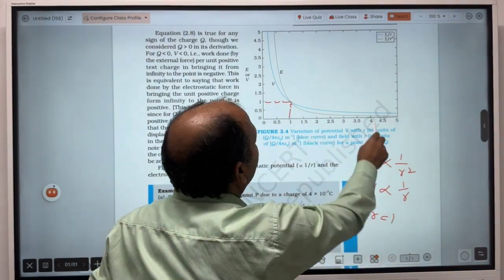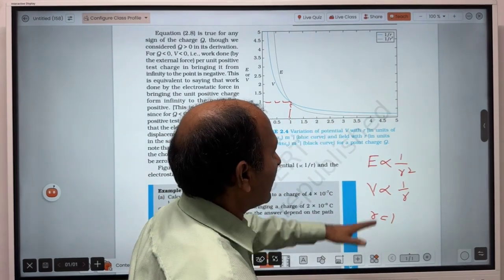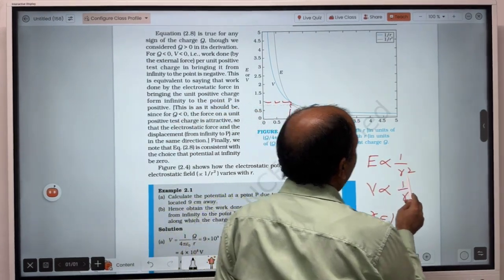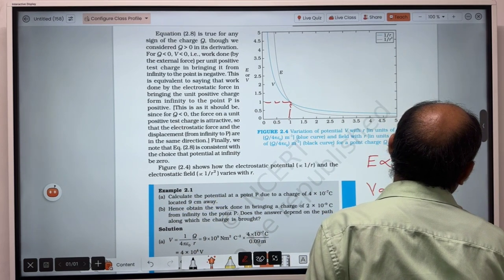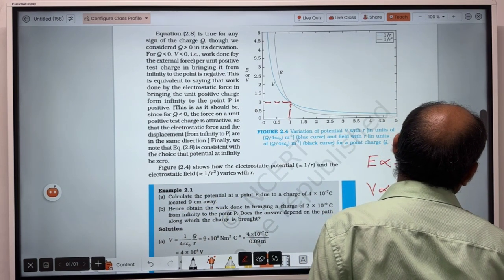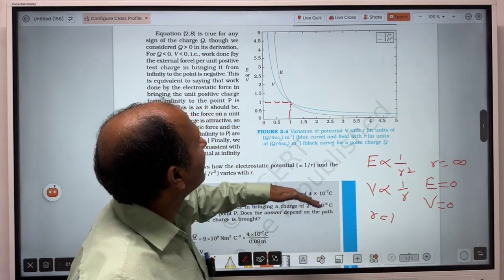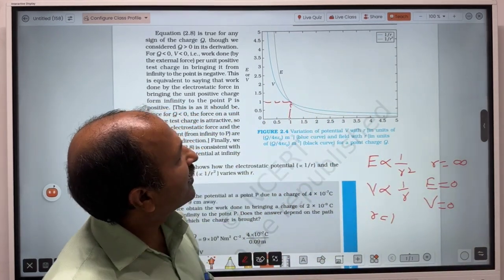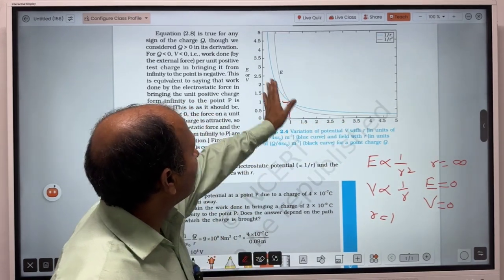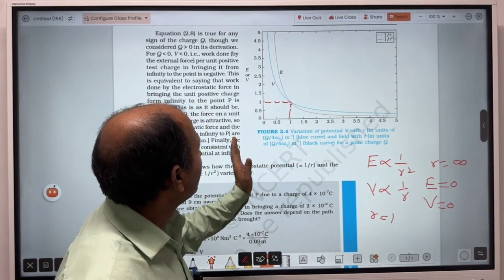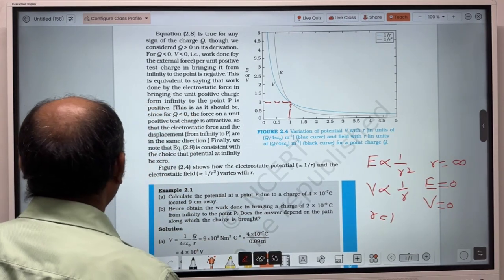And the two will touch this distance axis at infinity, because this can't be 0 unless R equals infinity, when E will be 0 and V will be 0. So practically it is not possible. It will keep on decreasing, but it will not touch this axis. So this variation you have to remember, because generally this question is asked in your exam.